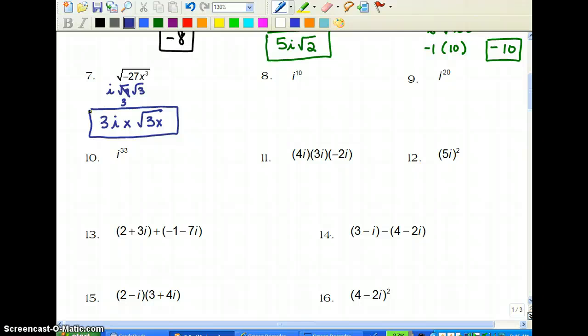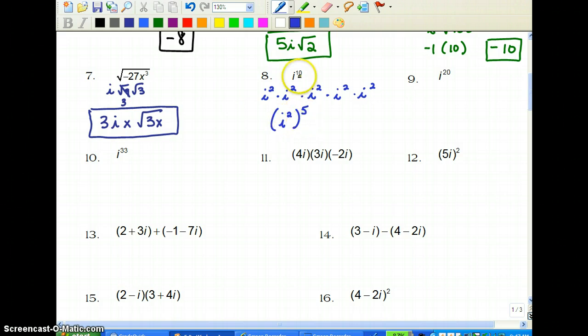All right, how do you simplify i to the 10th? There's a couple ways to think about it. Remember, the only thing we know is i squared. So wouldn't you agree that that's i squared times i squared times i squared 5 times? Because we would add these all together and get 10. Okay, now that can be a long process the bigger this number gets. So let's think about that. We have i squared 5 times.